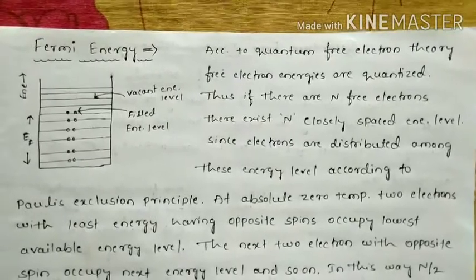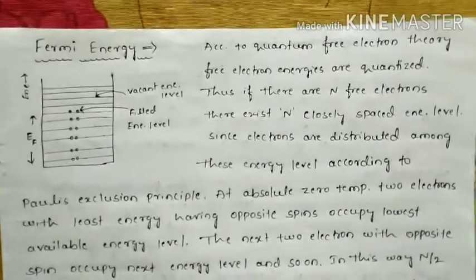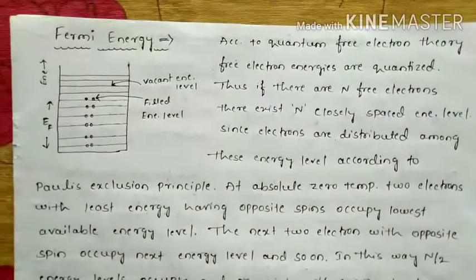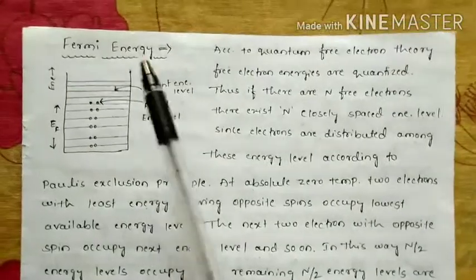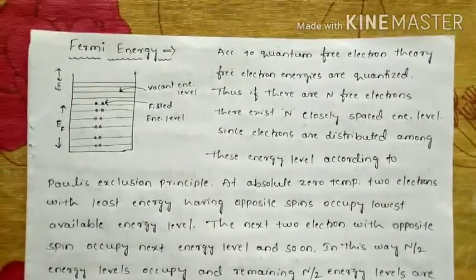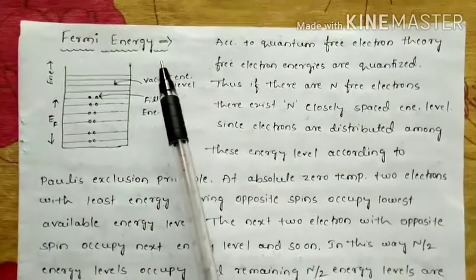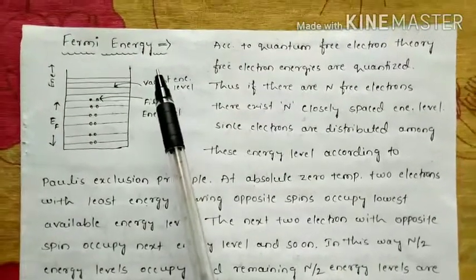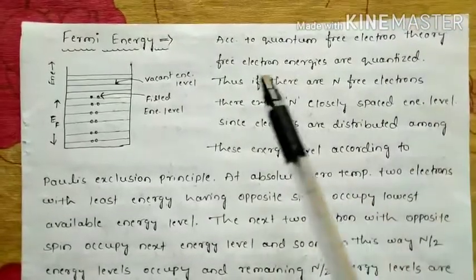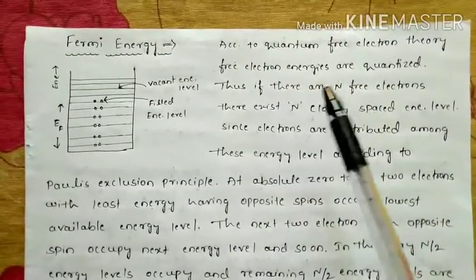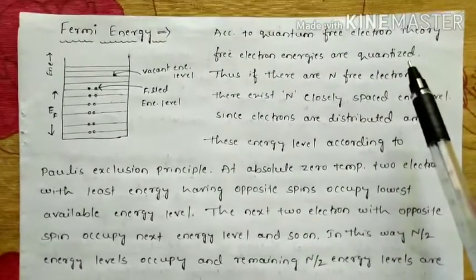Hello dear students, today we will discuss the next point in the quantum free electron theory, that is Fermi energy. This Fermi energy concept is introduced in the quantum free electron theory. According to quantum free electron theory, free electron energies are quantized. This we have discussed in the postulates.